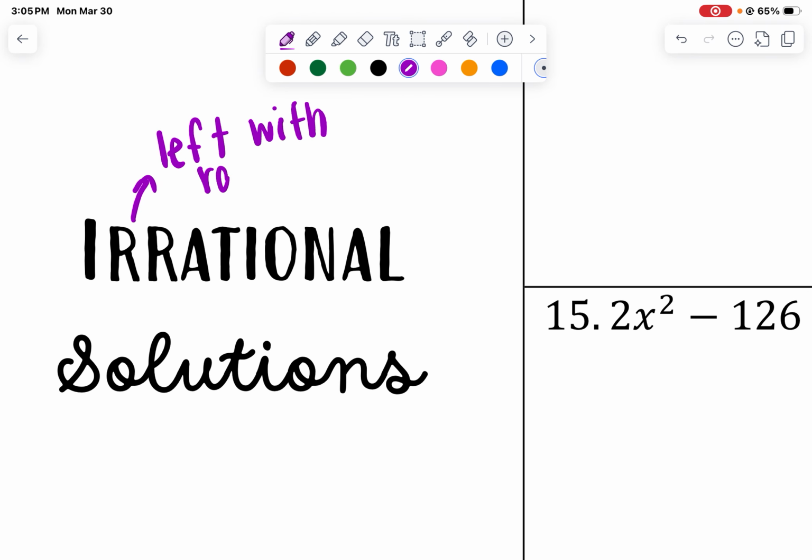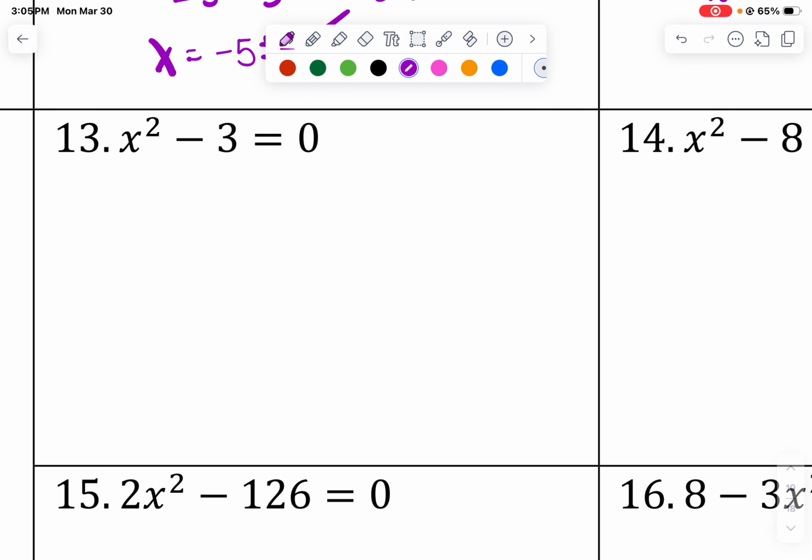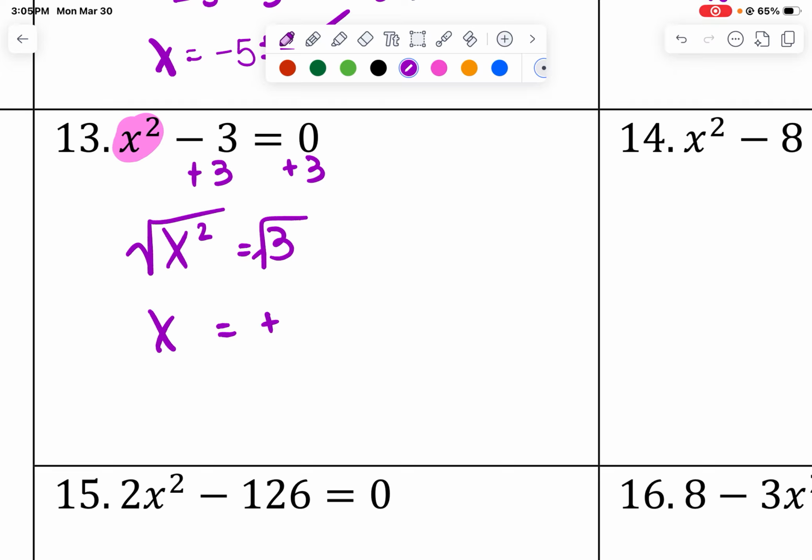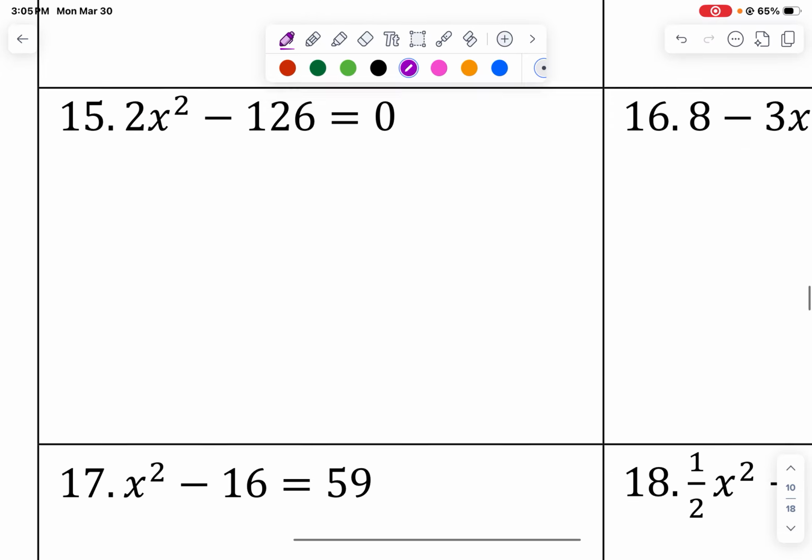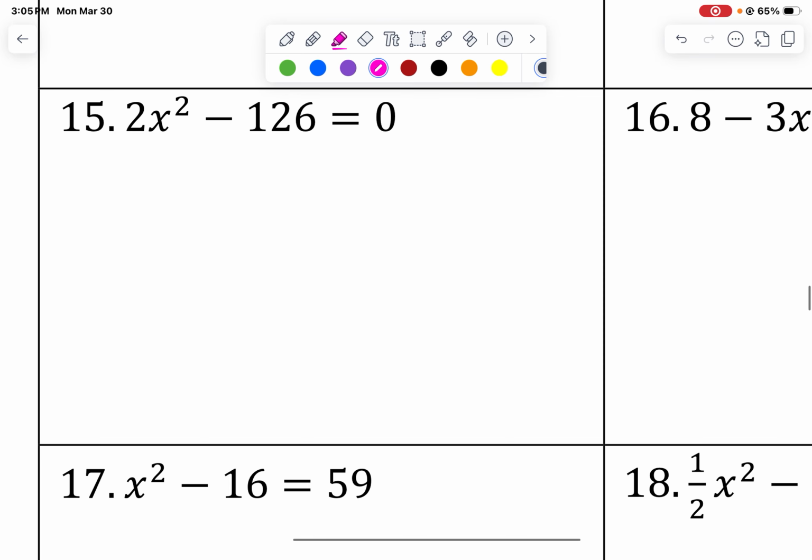Number 25. This is almost isolated, but here we have that negative in front. So let's go ahead and divide everything by negative 1. So we get x plus 4 squared is equal to negative 75. Take the square root of both sides, not divide. We get x plus 4 is equal to, this is going to be the square root of negative 1 times the square root of 25 times the square root of 3, which gives us positive negative 5i root 3. Subtract 4 on both sides. We get x is equal to negative 4 plus or minus 5i root 3.